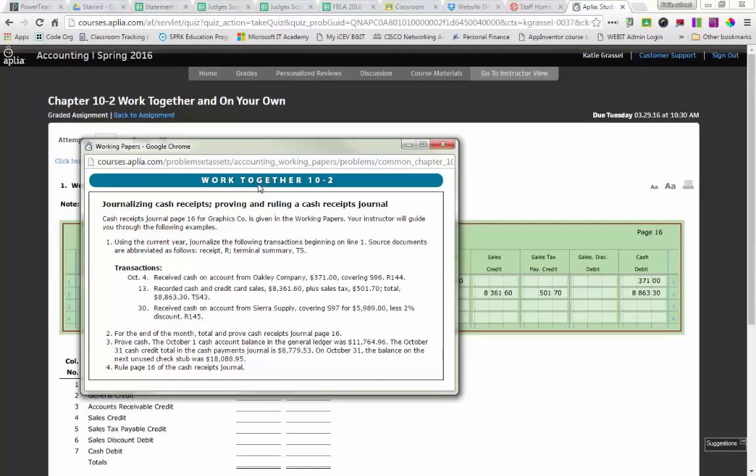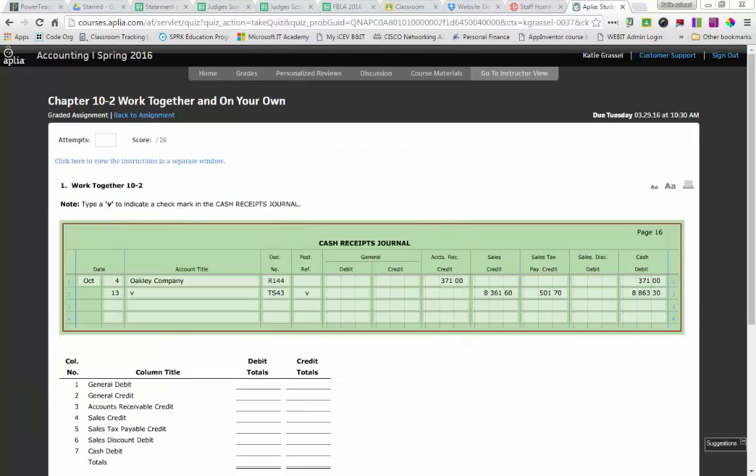So the total amount that Sierra Supply owes us is $5,989. That has to go in our accounts receivable column. If we don't put that there, it'll look like Sierra Supply still owes us money, when in fact they don't. But notice they didn't tell us how much money that they get off. We have to go through and calculate that. So I would have to take 2% of the $5,989. That's going to go on my sales discount debit column. So I'll have a number in sales, sales discount, and then I would subtract those two, and that would get my cash.